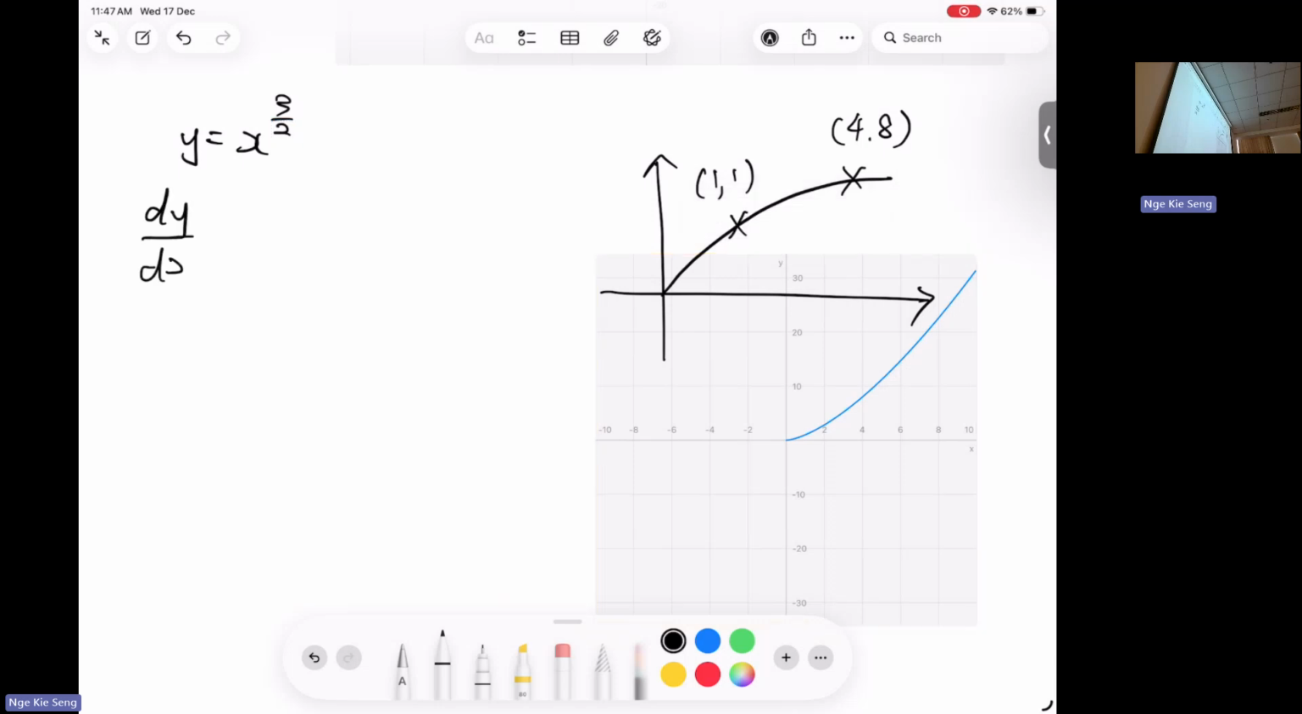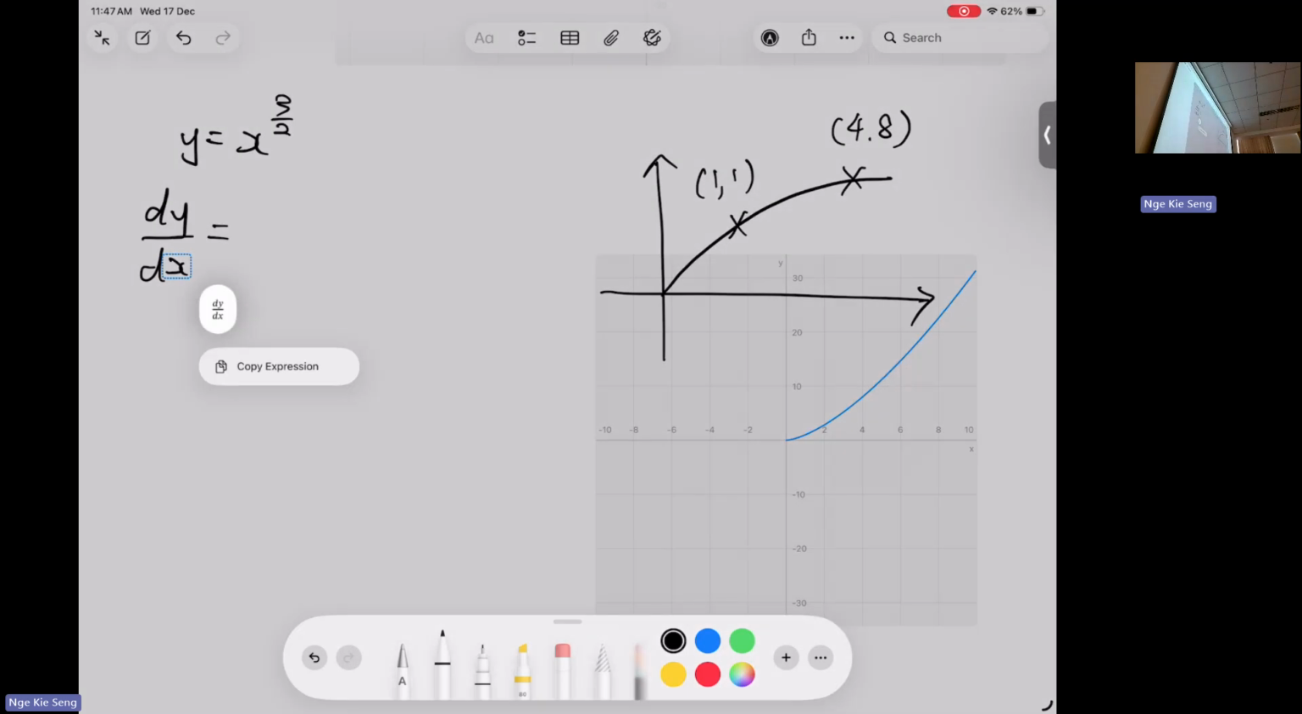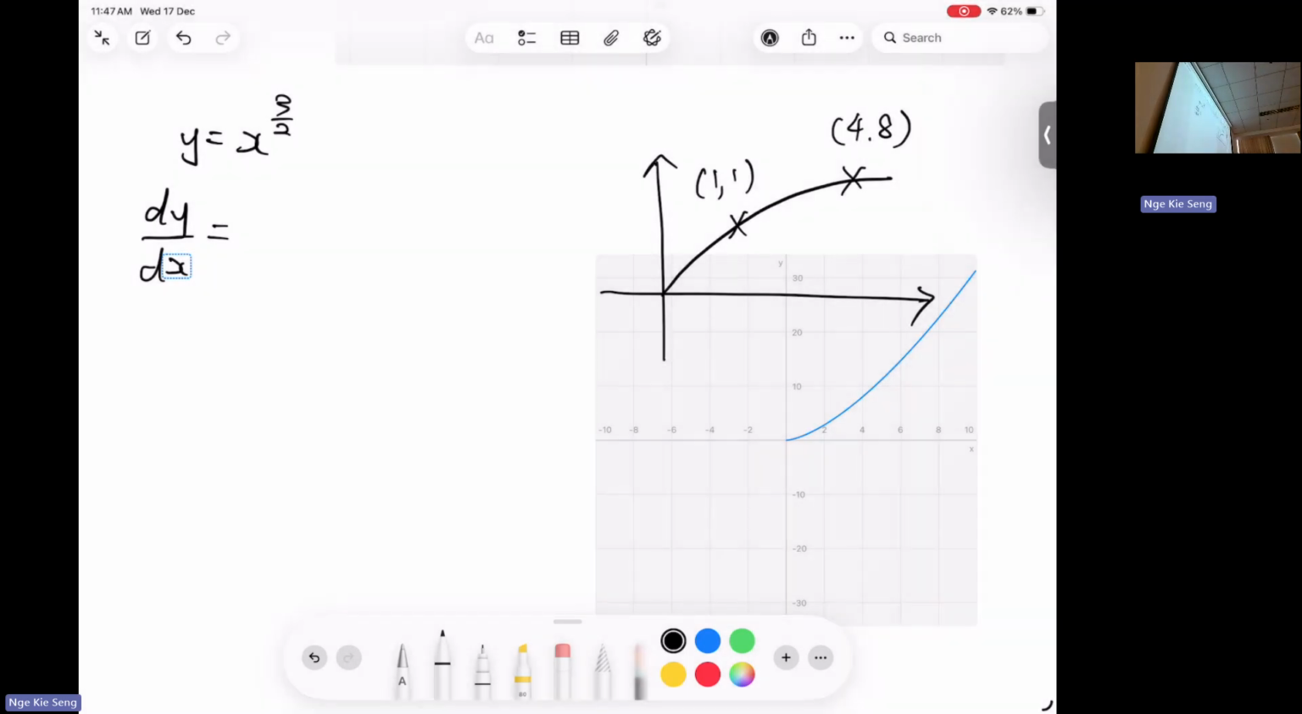So what is dy/dx? Can Apple help me compute? Cannot. Okay, we have to compute ourselves. So dy/dx we get 3 over 2 of x to the 1 over 2, right? Everyone okay so far? Okay, so far so good.